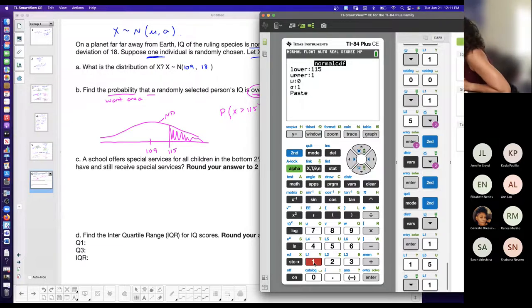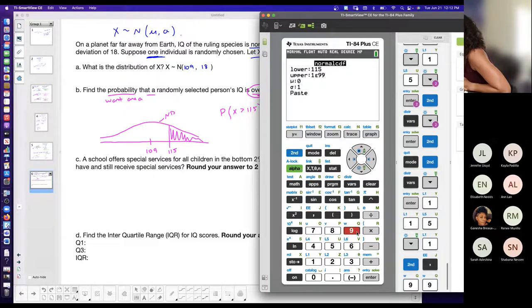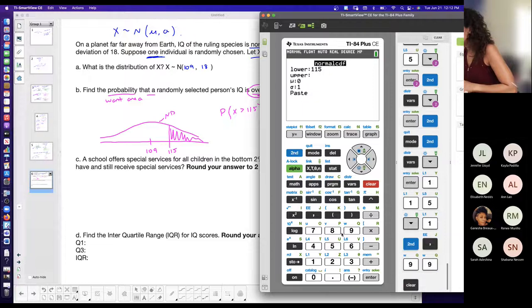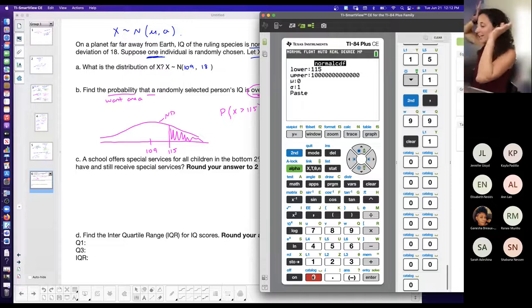And we represent that as 1 E 99. Or, you know, you could also put just a huge positive number. Sometimes I just do that, because when I get really, really deep into the tail, as long as it's a huge number, it should be fine. I'll actually show you both.